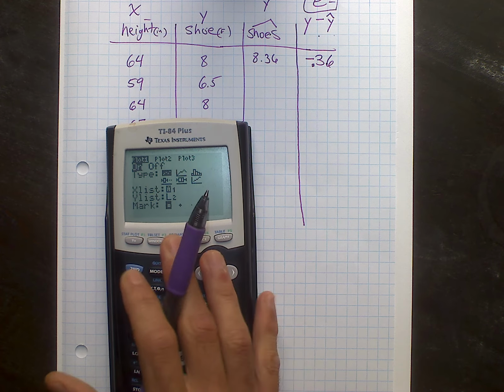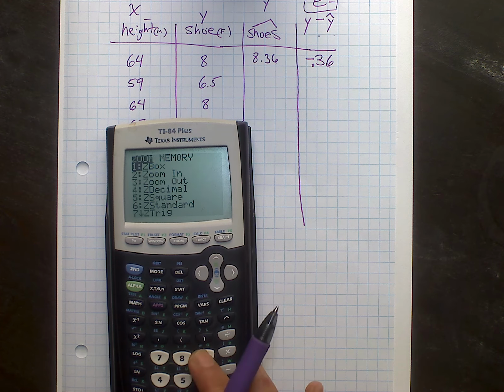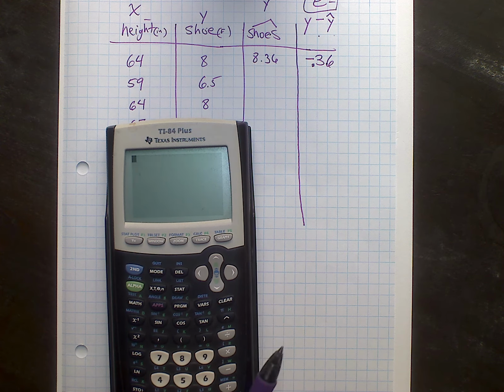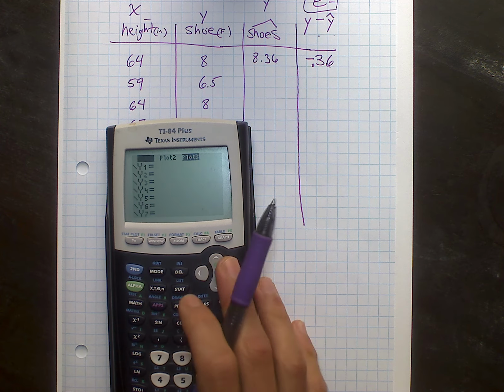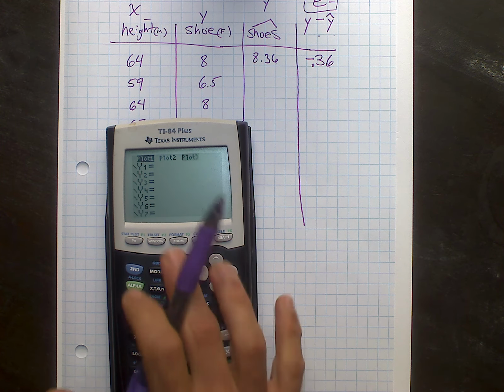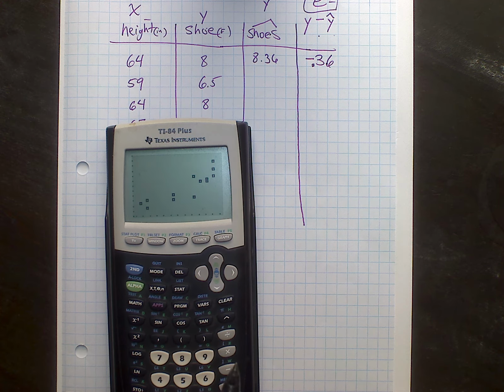And make sure you hit zoom 9 so that it adjusts the window appropriately. Oh, I had some other plot on that confused it. Zoom 9. There we go. We can describe the association between heights and shoe sizes by discussing the direction, form, and strength.